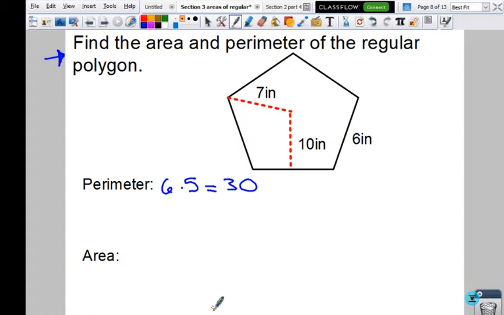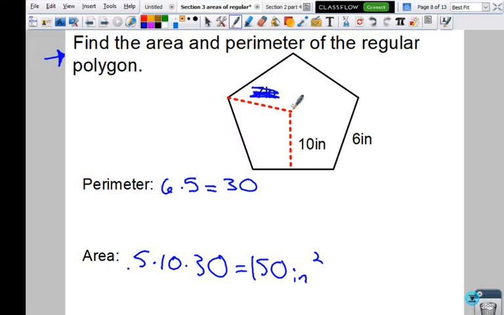Alright, Ryan, what's the formula for the area? 0.5 times 10 times 30 equals 150 inches squared. Yep, that's one. So, the 7 is a radius, and it is there just to confuse you.